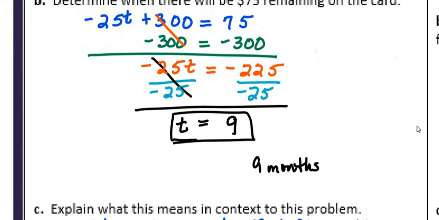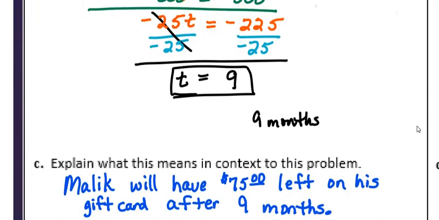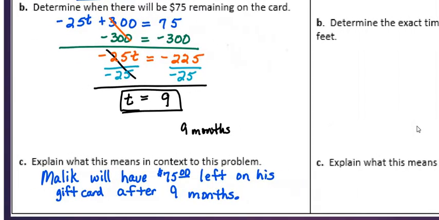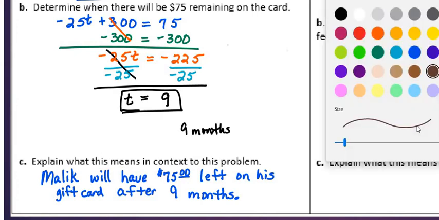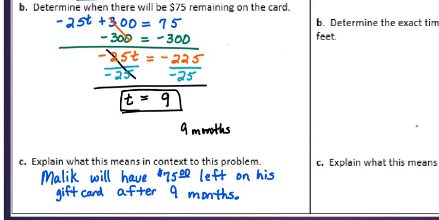Then it said explain what this means in context to this problem. So I'm going to look at this right here, and here's what it means. Malik will have $75 on his gift card after 9 months. I could even write this as an ordered pair, and when I do write this as an ordered pair, it's going to look like this. I'll have (9, 75), and that means it took 9 months for us to get to $75 left on Malik's gift card.